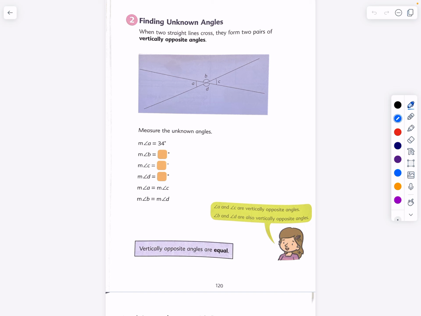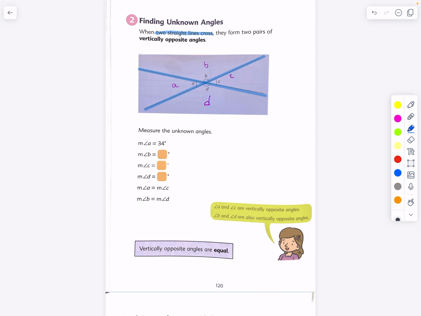So let's go. We have two intersecting lines, straight lines. Very important detail: if the problem does not tell you that the lines are straight, you cannot assume that the lines are straight. Here we have two straight lines that cross each other. And obviously they cross at a single point and create four angles. The four angles are A, B, C, and D.